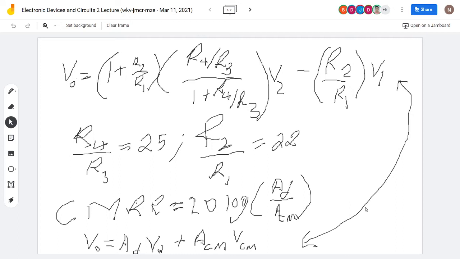we can choose to make, let's make V2 the subject of the formula.